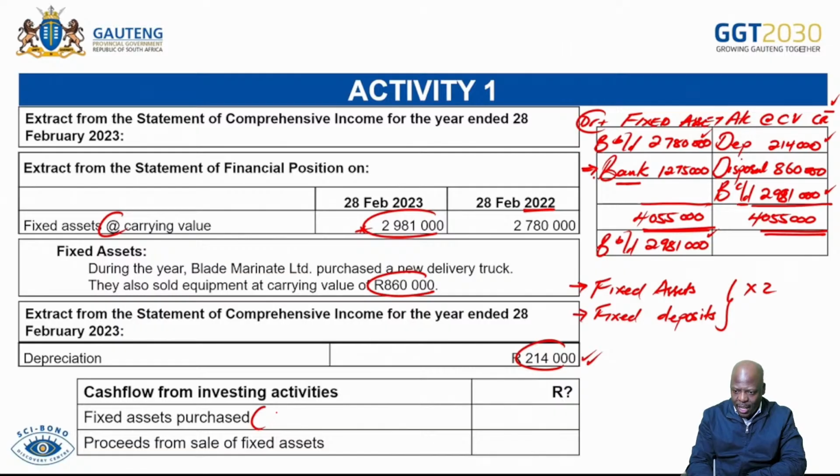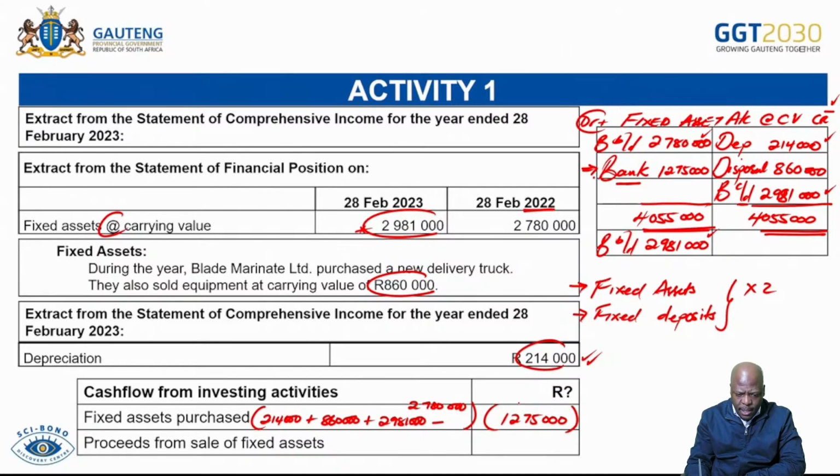I can show my calculation here. And it's very easy to show the calculation. I'll simply do as I did on the calculator. I'll simply say 214,000, then plus 860,000, then plus 2,981,000. Then I'll say minus the 2,780,000. I close my bracket, and that will give me my fixed assets purchased. Remember, it's a cash outflow, which is my 1,275,000, like that. Fixed assets purchased.